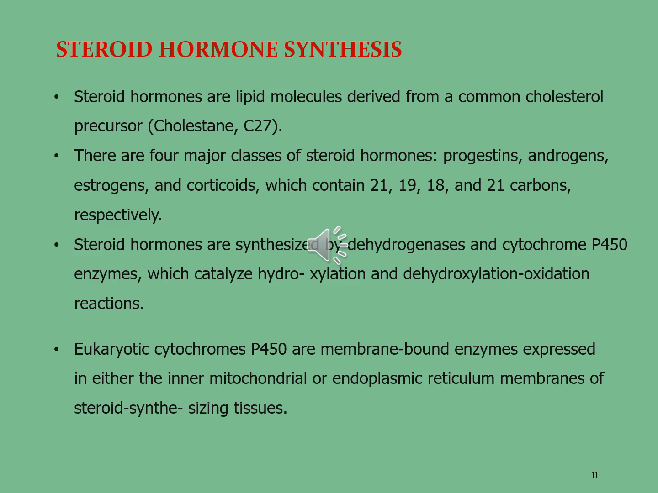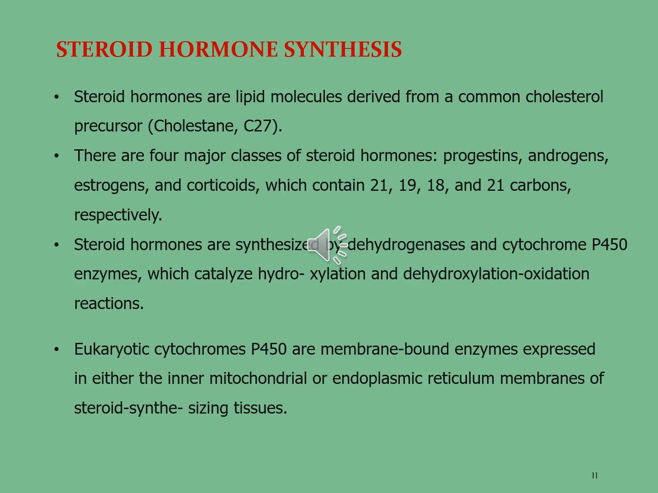Let's see the steroid hormone synthesis. Steroid hormones are lipid molecules derived from a common cholesterol precursor, that is cholesterol, carbon 27, meaning the total number of carbon atoms within the basic structure of cholesterol is 27. There are four major classes of steroid hormones: progestins, androgens, estrogens, and corticoids, which contain carbon 21, carbon 19, carbon 18, and carbon 21 respectively.